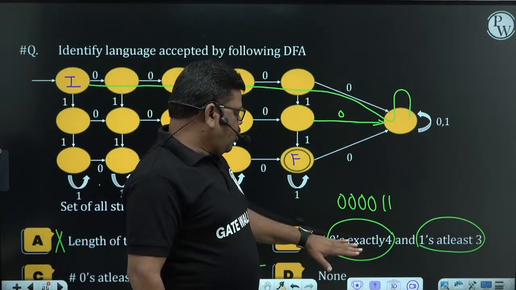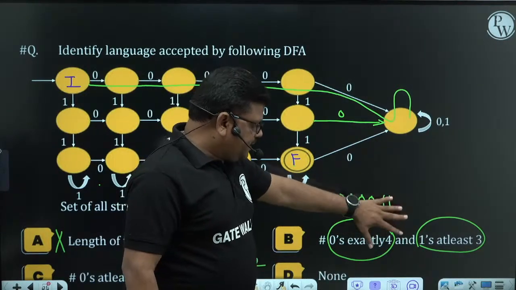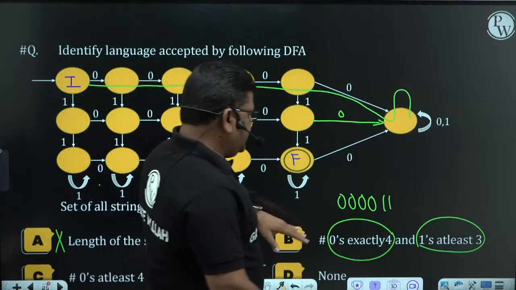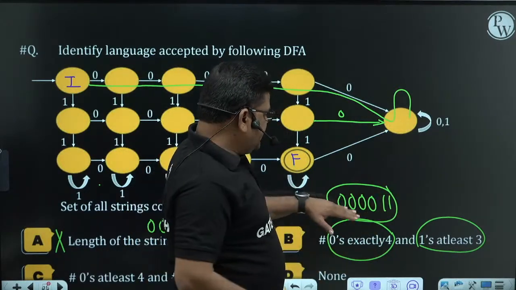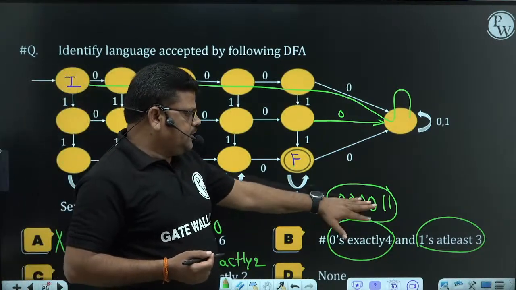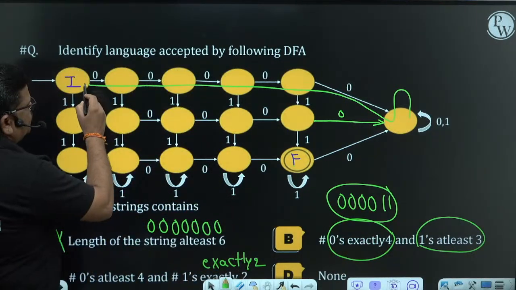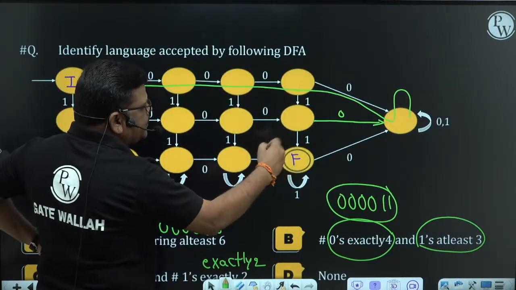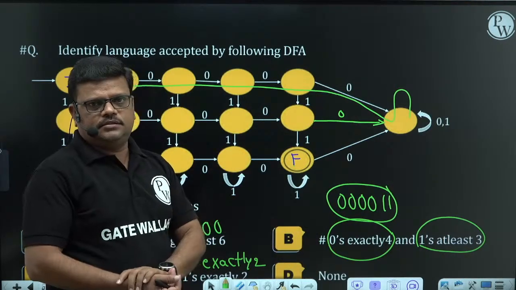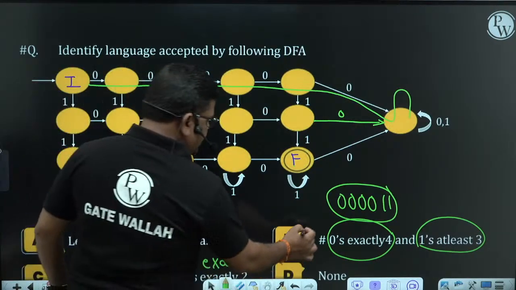Option B is saying that if exactly 4 zeros and at least 3 ones are present in your string, only then it is accepted. According to B, this string should be rejected, since it does not satisfy option B's condition. But see what happens in the automata: 4 zeros, 2 ones is clearly accepted. So even when the condition of option B is not present, it is accepted. That means the condition mentioned in option B is not the right condition. So B is also not our answer.